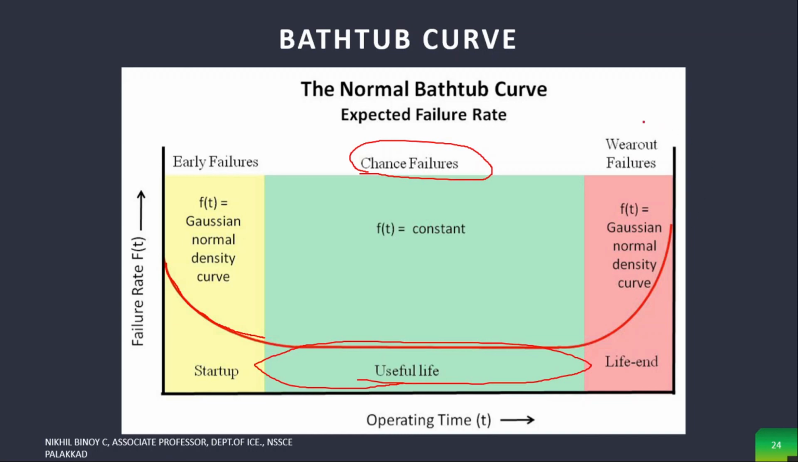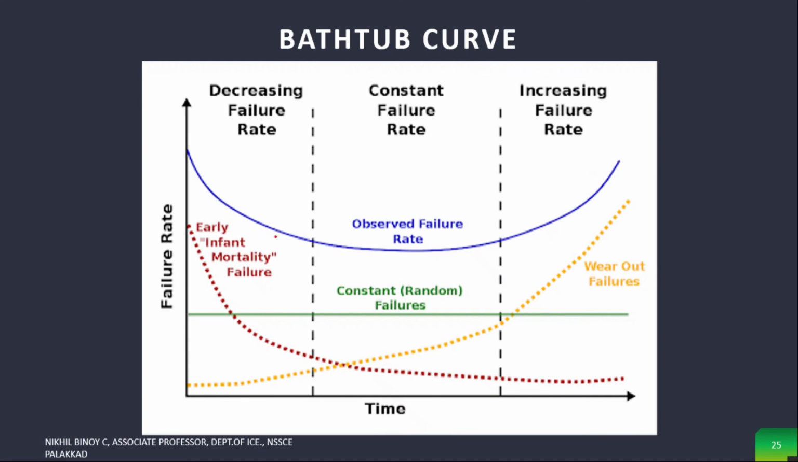Now the third zone is the wear out failure region, and we can represent this region by using a Gaussian normal density curve. Okay, so this one is the life end region. This one is a general representation of the bathtub curve, a normal bathtub curve. I told you this will vary with respect to the product. So please note this bathtub curve. This blue colored one is the bathtub curve.